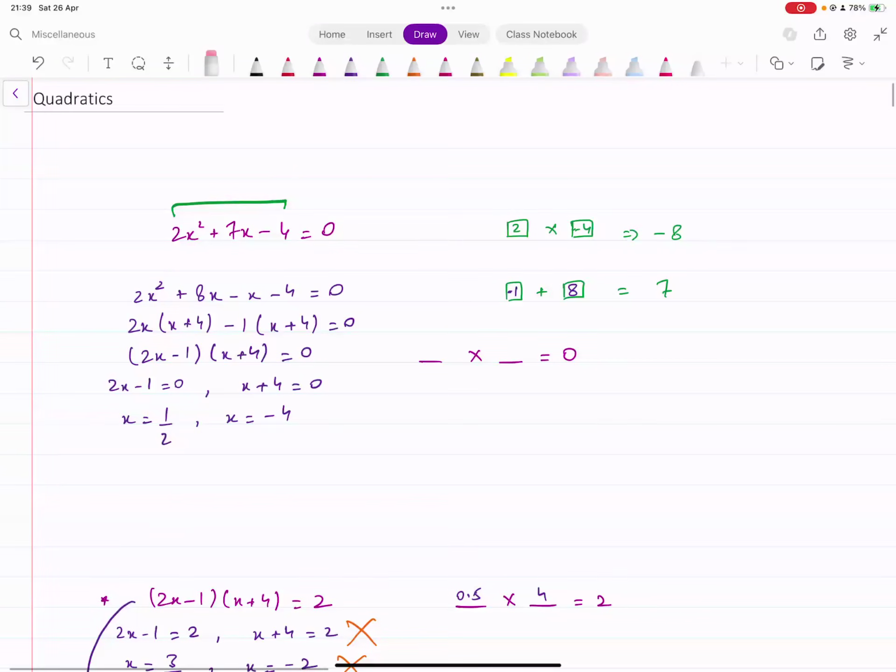Okay, everyone. So let's begin with this. Quadratics. This is the next one that we're doing now. Let's begin with this.